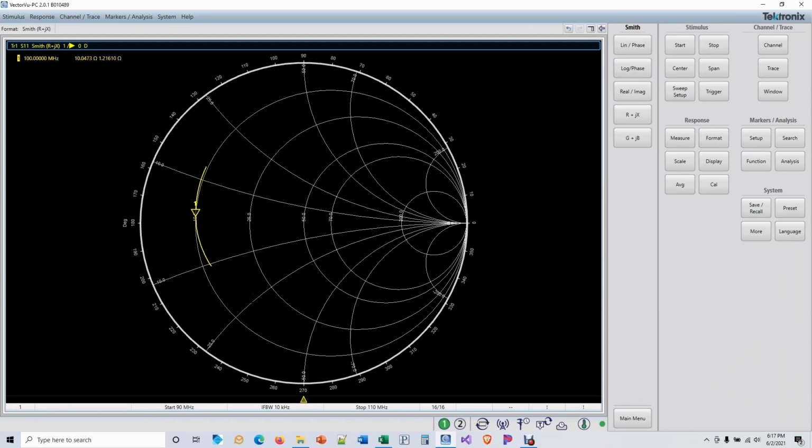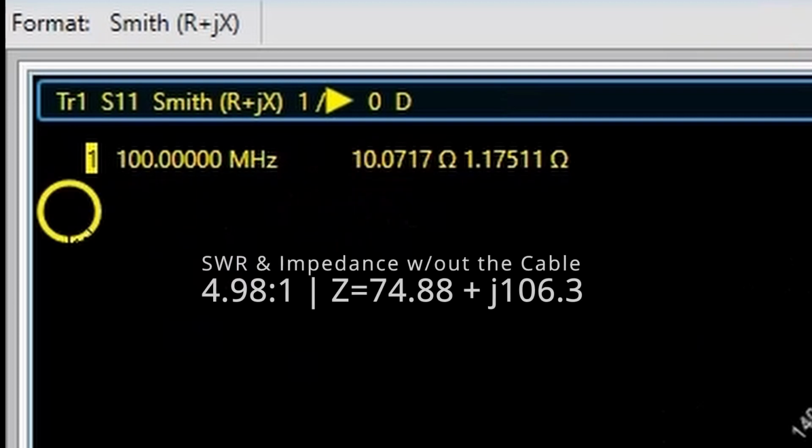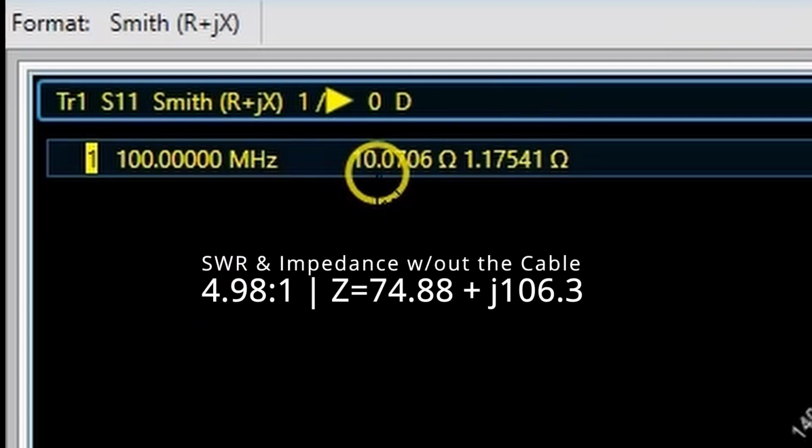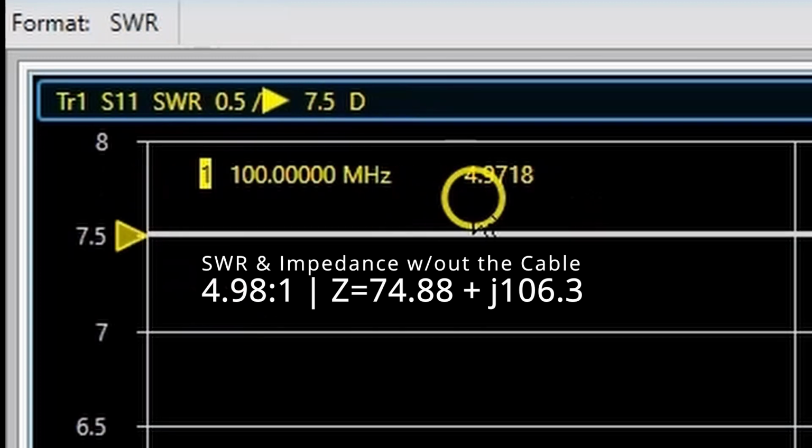And so here we are looking at the impedance. This is the Smith chart here on the vector network analyzer. You'll notice that the impedance here at 100 megahertz is now 10.07 ohms plus j1.17 ohms. Very, very different than what we saw before, but let's take a look at the SWR. Look at that, 4.97 to 1. That is just about exactly the same number.